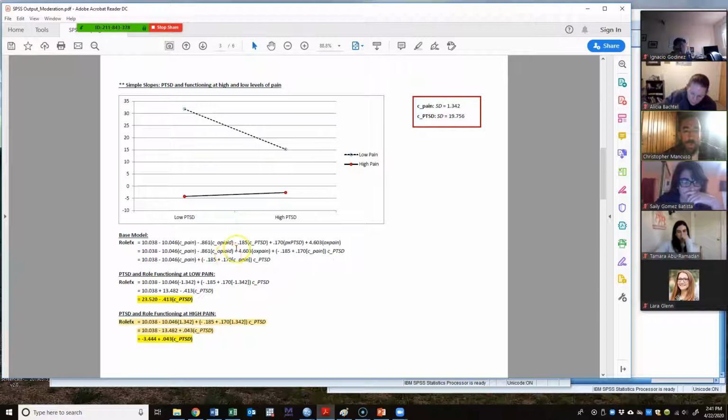Because we're interested in whether there is or is not a non-zero effect of the simple slopes, right? And so what's the simple slope of interest here? The association between pain and PTSD. Okay. Well, the simple slope is going to be the association of PTSD and what's my outcome? Functioning, sorry. PTSD and functioning, right?